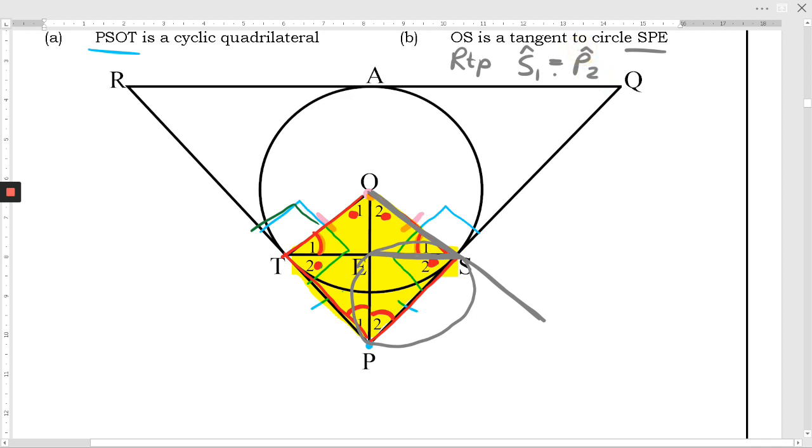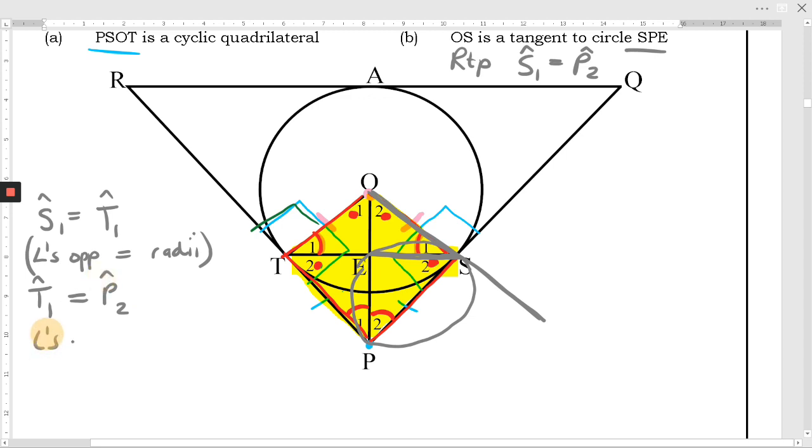So let's see what S1 is equal to, and then what P2 is equal to, and they're going to end up being equal to the same thing. S1 equals T1, and the reason is angles opposite equal radii. Okay, and then what else is T1 equal to, or what else is P2 equal to? Well, it turns out they equal each other because of the cyclic quad, so I'm going to go there. T1 equals P2, and it is angles in the same segment.